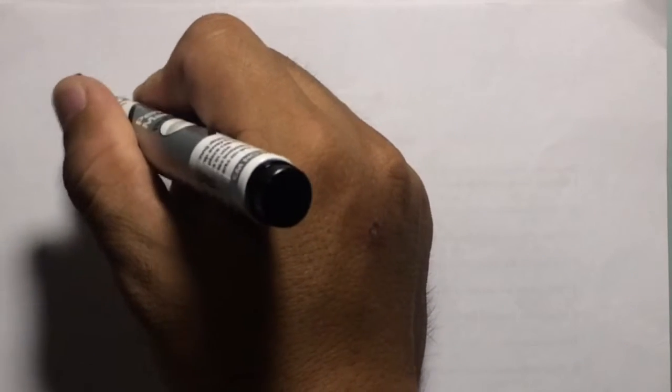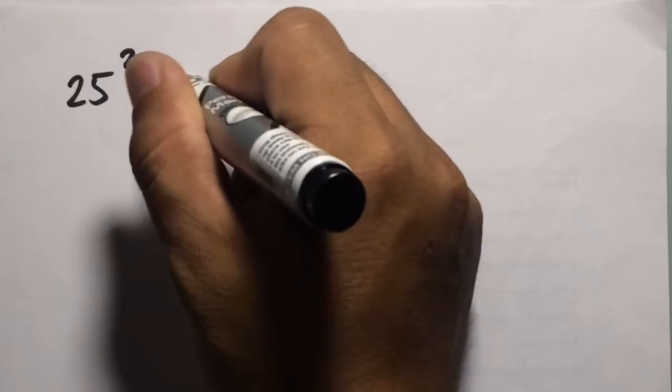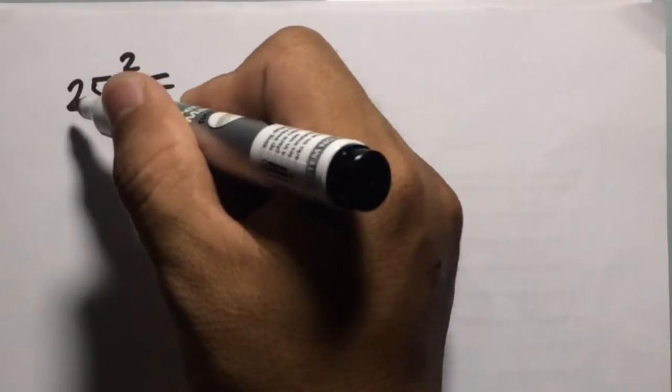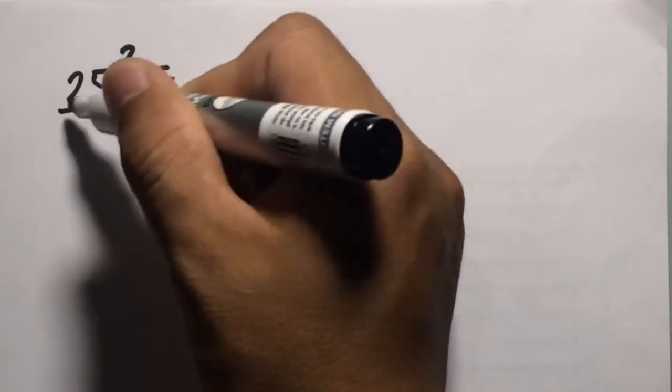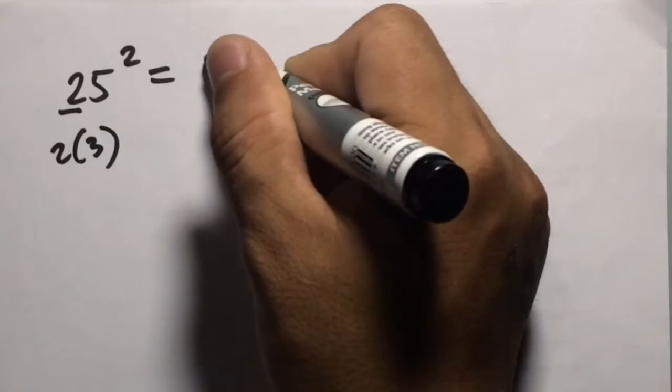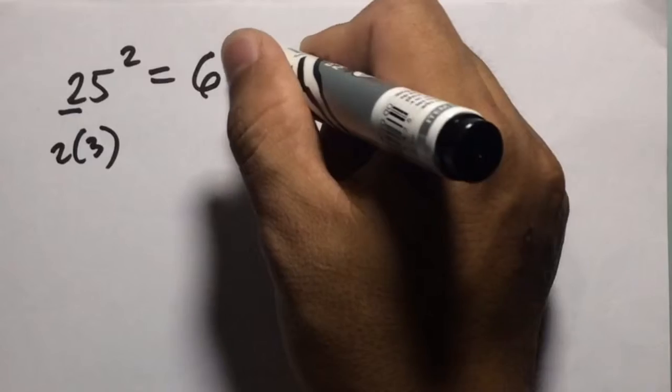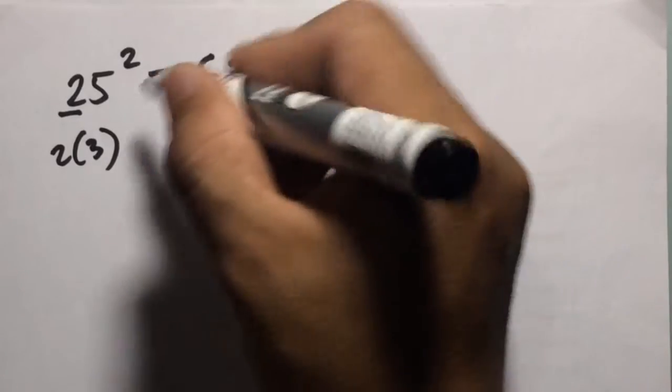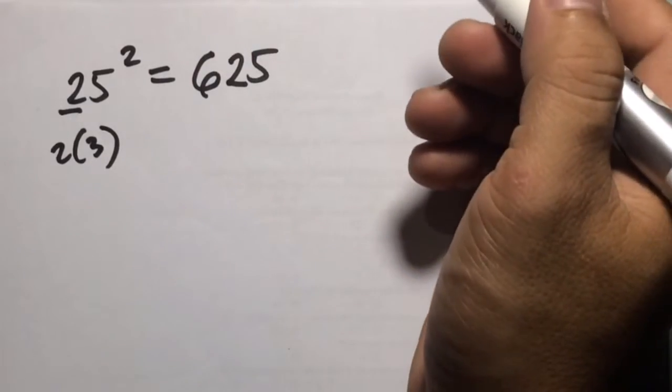So let's have another example. If we're going to have 25 squared, we're going to look at the first digit, that is 2. Next to 2 is 3, so we're going to have 2 times 3. That will be 6, then just add 25. So 25 squared is 625.